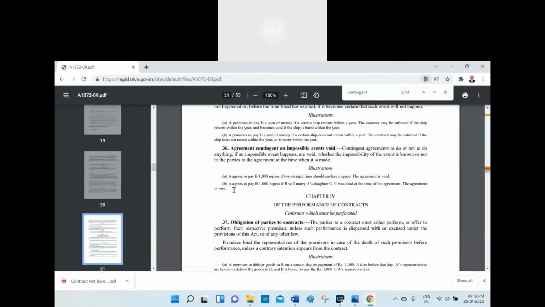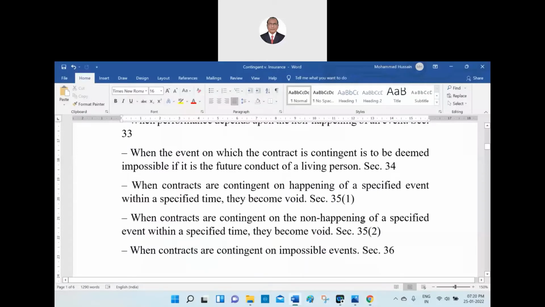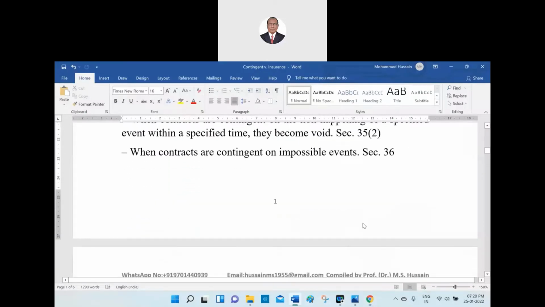the contract is void. Another example: A agrees to pay B 1,000 rupees if B marries A's daughter C. If C was dead at the time of the agreement, then whom will he marry? The contract is void because the subject matter is not there. Then to whom did he marry? In such situations, the contingent contract becomes void. So that's what I want to convey to you. Is it clear? Yes, sir.